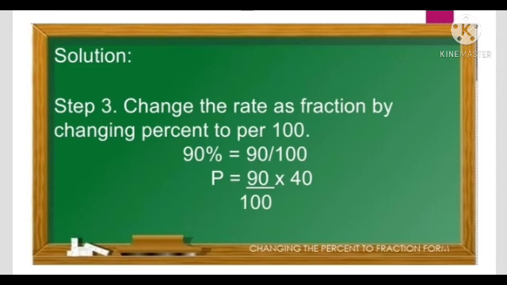Step 3. Change the rate to a fraction by changing percent to per hundred. 90% is equal to 90 over 100. To change it into a fraction, please remove the percent sign. Therefore, 90 will stay and put the automatic denominator, which is 100. Therefore, P is equal to 90 over 100 times 40. It's just as easy as that.